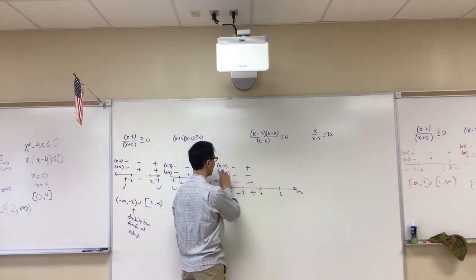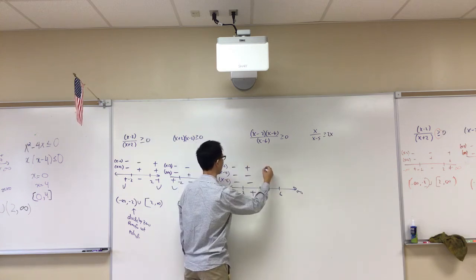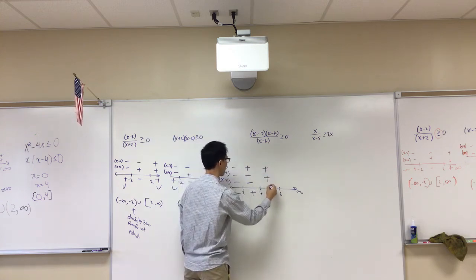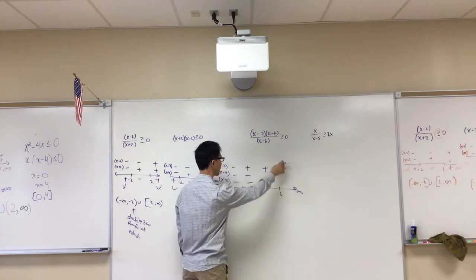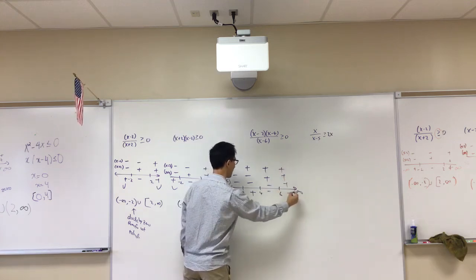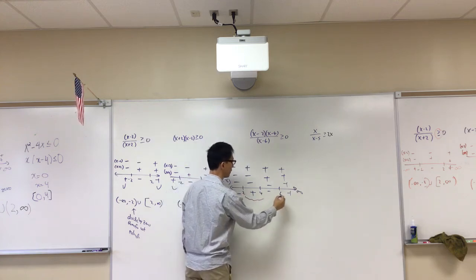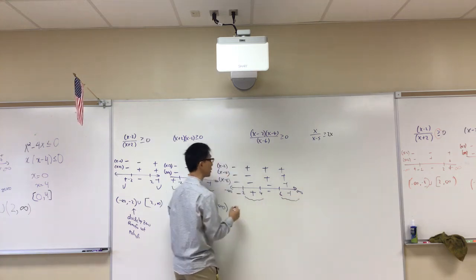Now we're going to do one last one here. Plug in 5. 5 minus 2 is positive, positive, negative. And plug in 6, or 7: positive, positive, positive. That gives you negative, positive. So the positive region is 2 to 4, and then 6 to infinity.